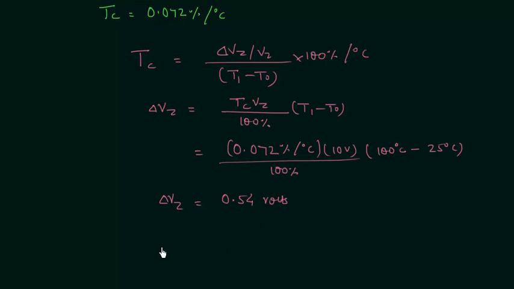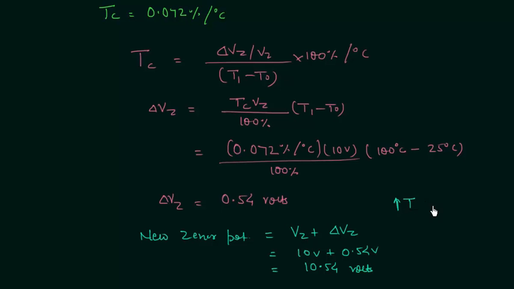So this is the answer, and the new Zener potential is equal to Vz plus delta Vz. Vz is 10 volts, delta Vz is 0.54 volts. So the new Zener potential is equal to 10.54 volts. So on increasing the temperature, Zener potential increases. For 25 degrees Celsius, we had 10 volts as the value of Zener potential, and for 100 degrees Celsius, we have 10.54 volts, and there is significant change when we increase the temperature.